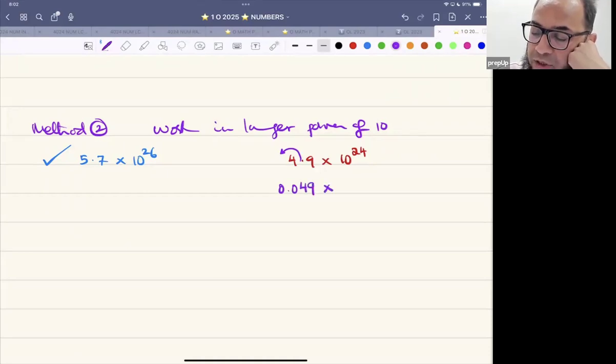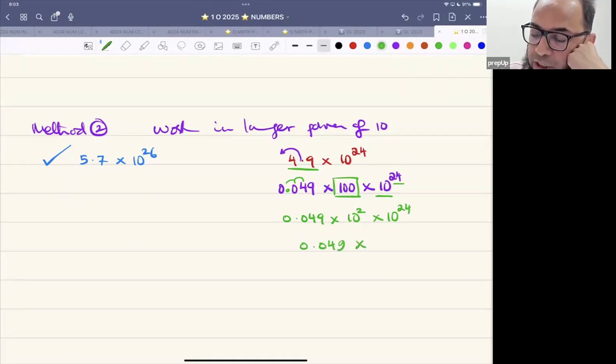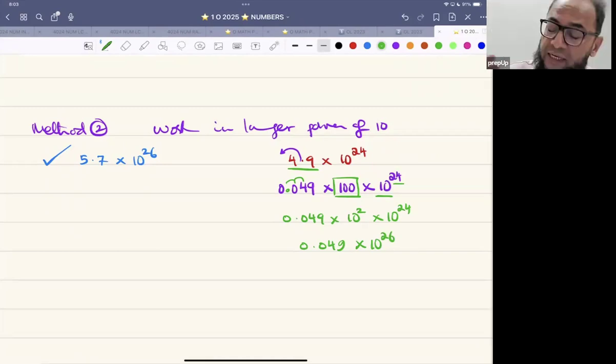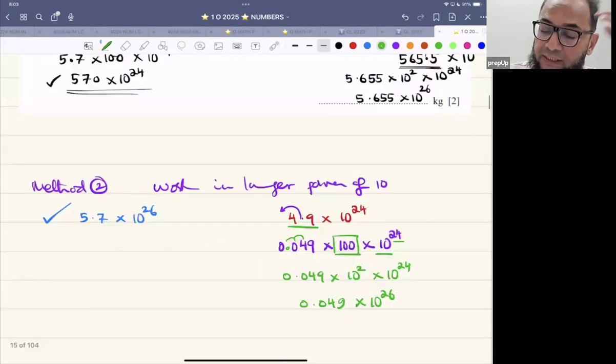0.049 into 100 into 10 to the power 24. Does it make sense? If I move 1 decimal, 2 decimals, that is this 100. These two would be the same. And this is 10 to the power 24. Now I got 2 zeros from here by reducing this. So this is 0.049 into 10 to the power 2 into 10 to the power 24. That is 0.049 into 10 to the power 26. Got it? We are working in higher power, larger power. So this is smaller, this is larger.